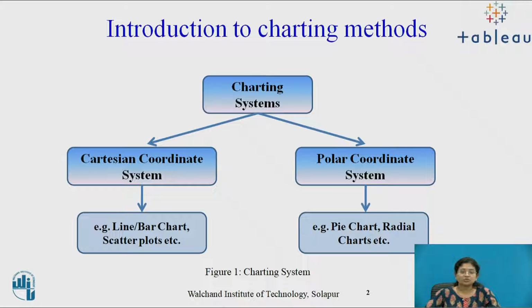Basically, there are two common charting methods. The first one is the Cartesian coordinate system and the second one is the polar coordinate system. In the Cartesian coordinate system, we can build line charts, bar charts and scatter plots, and in the other charting system, the polar coordinate system, we can draw pie charts and radial charts. So, let us have a closer look at the Cartesian coordinate system.